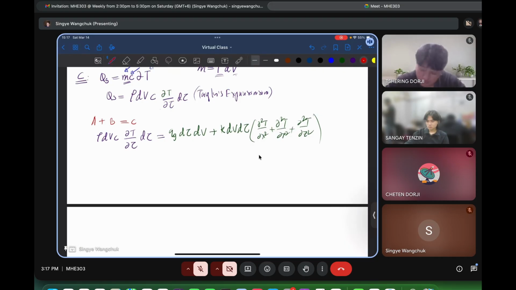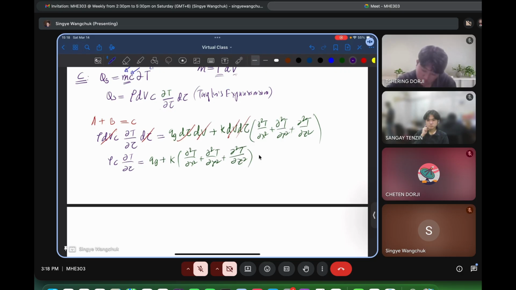What you can see is that this one and dV will go off from here, and this one and this one will also go off. So what is remaining is rho C dT/dτ equals Qg plus K times (∂²T/∂x² plus ∂²T/∂y² plus ∂²T/∂z²).